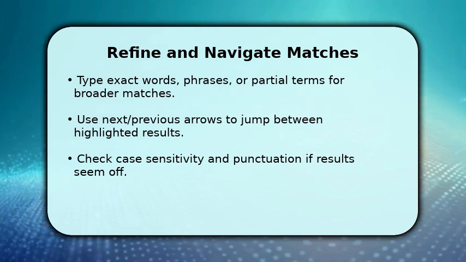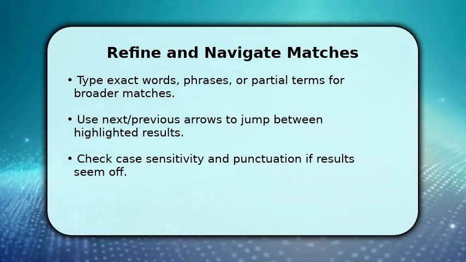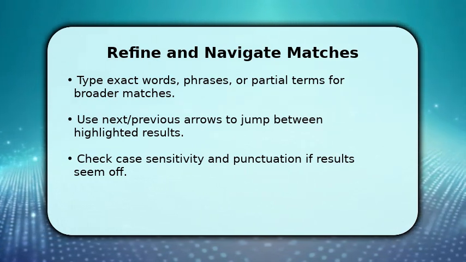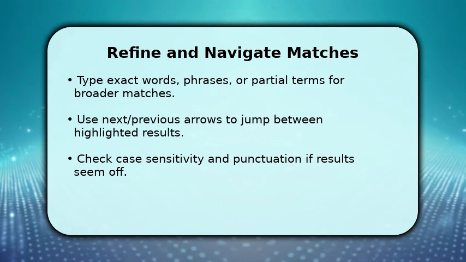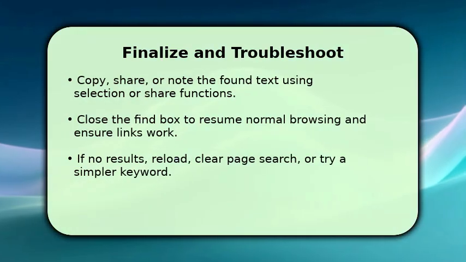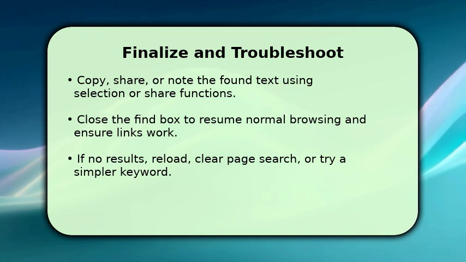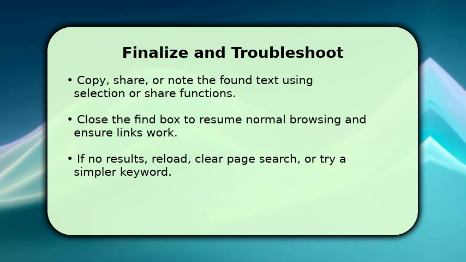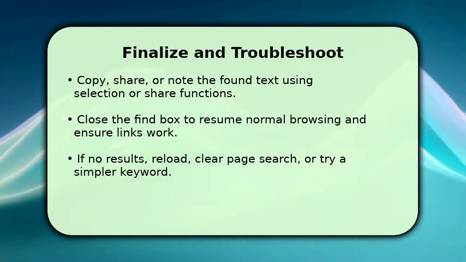Make sure to check surrounding text for context, because some pages compress whitespace. If you want a narrower search, add another keyword or wrap phrases in quotes when supported. You're almost done. Tap a highlighted result and select text to copy or use the app's share function to export it. Once finished, close the Find box to restore full page controls and verify any links still respond.